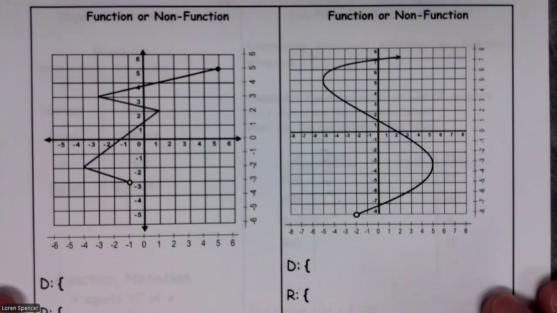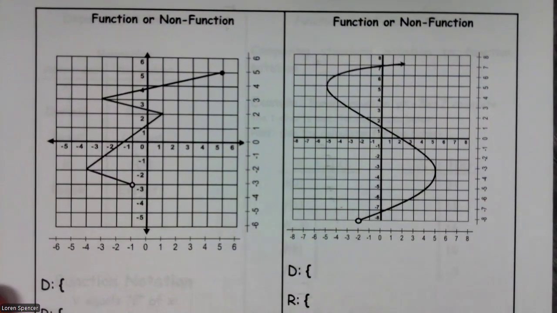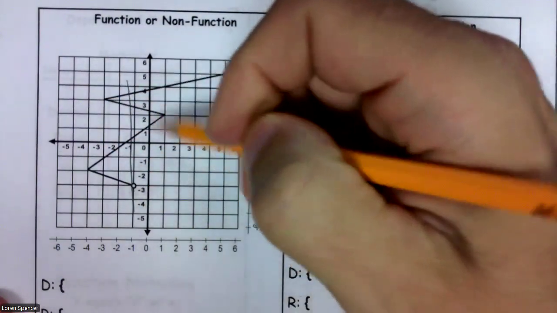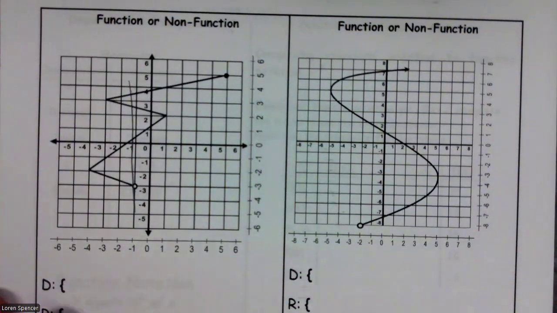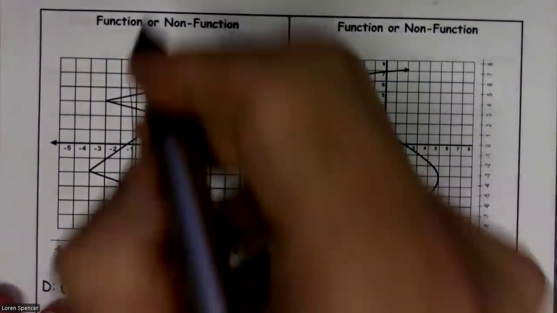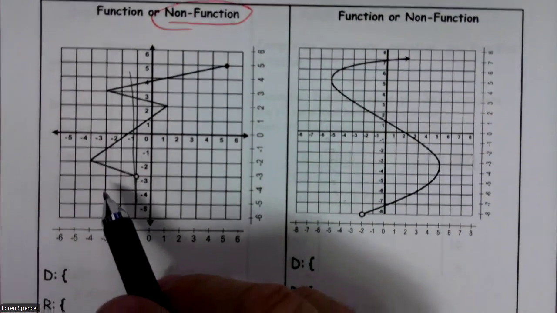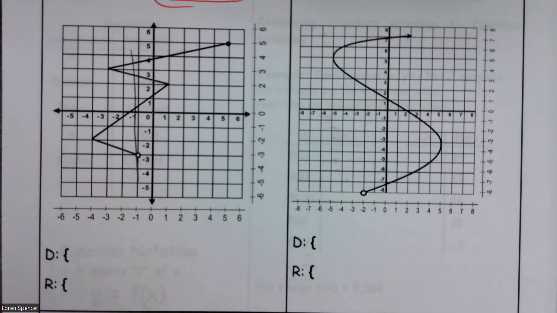All right, function or non-function? Well, vertical line test, if I can hit it more than once, and this time I can hit it more than once, so this is a non-function. All right, so we're going to start off by doing domain. Domain is going to be the smallest.